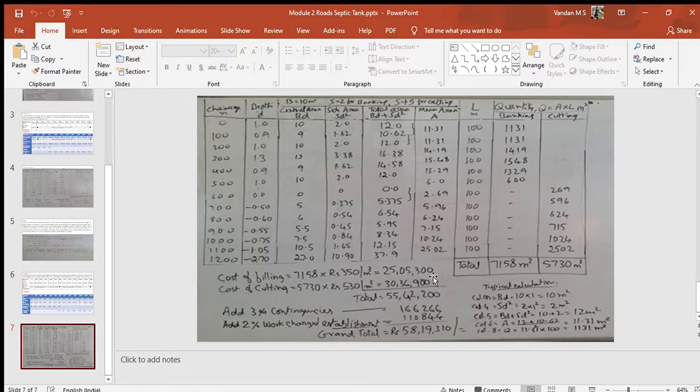Total estimate cost is equal to rupees 55,42,200. To this add 3% contingencies, which works out as rupees 1,66,266, and again add 2% for work charged establishment, which works out as 1,10,844. So grand total is calculated, which is found as rupees 58,19,310. This is the end.